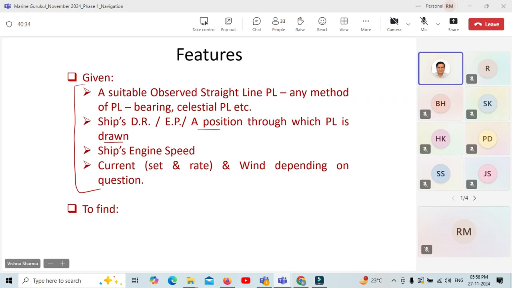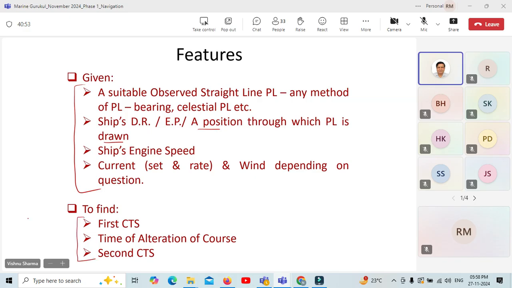What can they expect you to find? They will expect you to find the first CTS, the time when you alter the course, and the second CTS. Maximum they can ask you to find these three things, or two, or any one of them. Nothing more than this can be found or answered in this question.